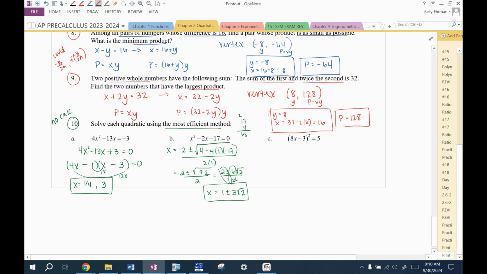And for the last one, I don't want to square this out and then get it equal to 0. I would rather get rid of the squared by square rooting both sides. X minus 3 equals plus or minus radical 5. And then to solve for x, just isolate x. So add 3, plus or minus radical 5. Divide the whole thing by 8. 3 plus or minus radical 5 all over 8. That's it.